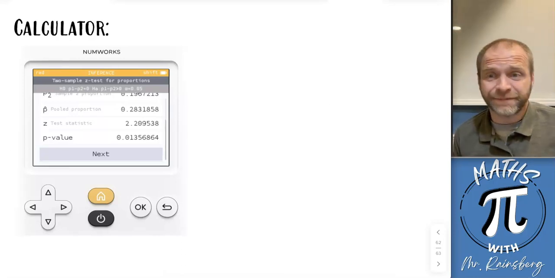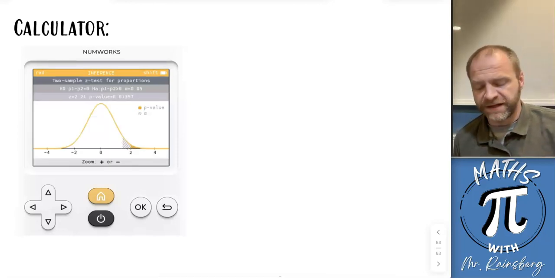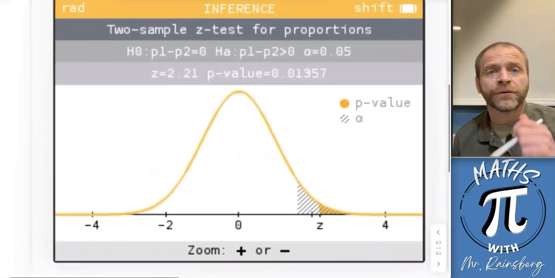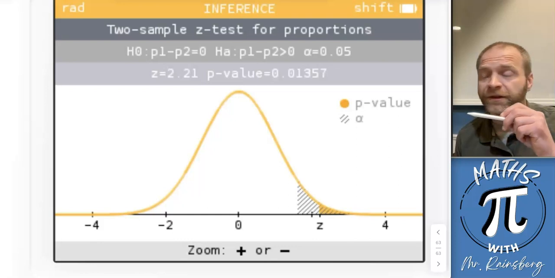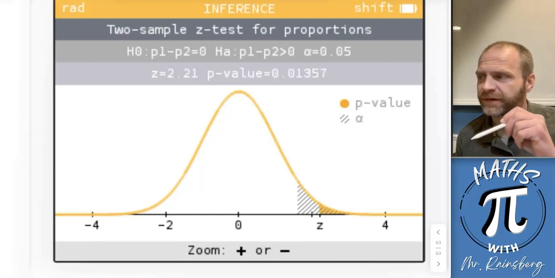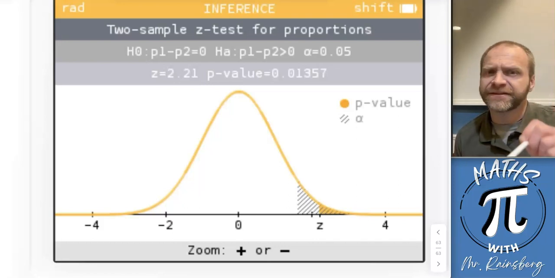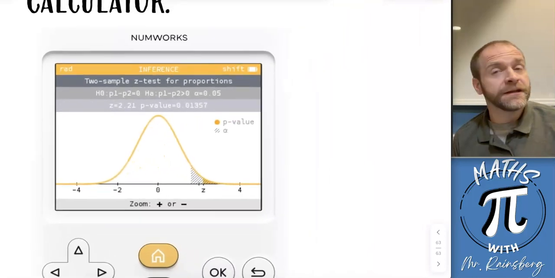If I hit the next button again, it will pull up a picture for me, which is really interesting. I'll zoom in on this one. It shows you right here, the orange is the p-value, and that dashed line is your alpha level, your significance level. Looking at the graph, I can see that my shaded region, the p-value, is inside that significance level. What I found is statistically significant. I can reject the null hypothesis and conclude the alternative in context.